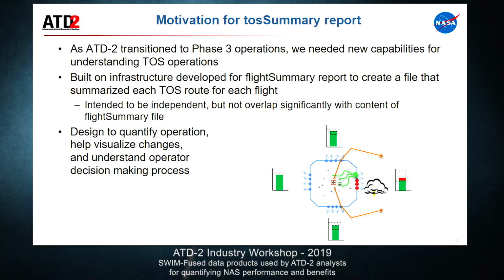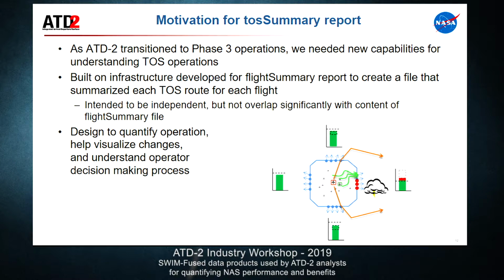And so the idea of the phase 3 TOS concept that's been implemented here is to automate that route generation, negotiation, and approval process, and implement the decision process that the airlines have to make to be able to make those trade-off decisions. So to support that, we need to be able to do analysis to understand how well the concept is working, what the benefits associated with it are, and what the costs associated with it are.